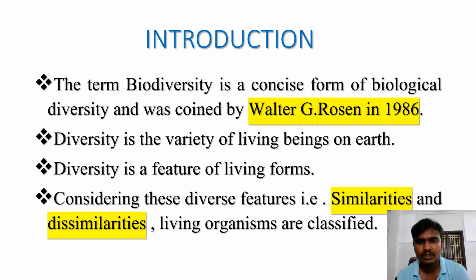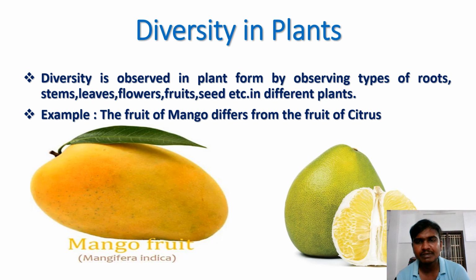So first, introduction. The term biodiversity is a concise form of biological diversity and was coined by Walter G. Rosen in the year 1986. Diversity is the variety of living beings on the earth. Diversity is the feature of living forms, and considering these diverse features, that is similarities and dissimilarities, living organisms are classified.